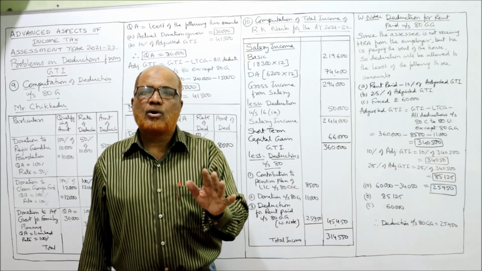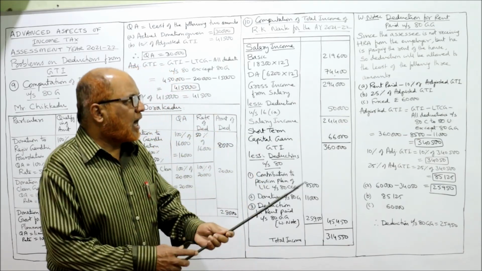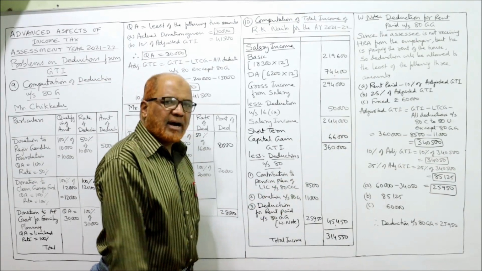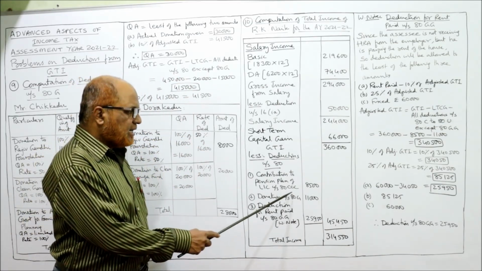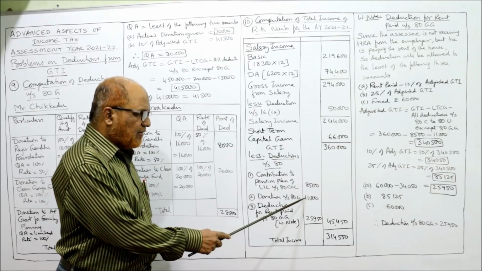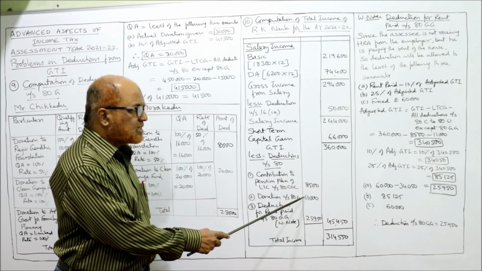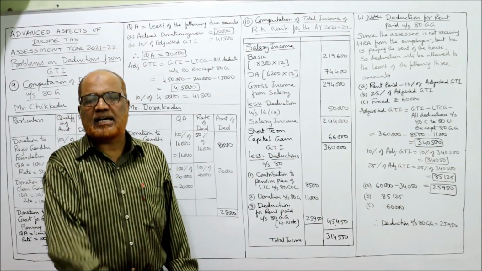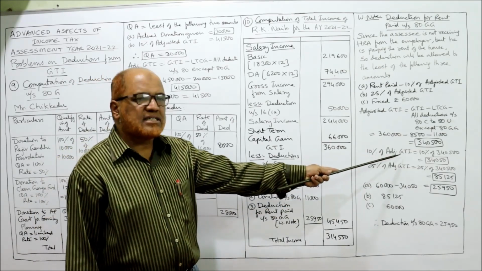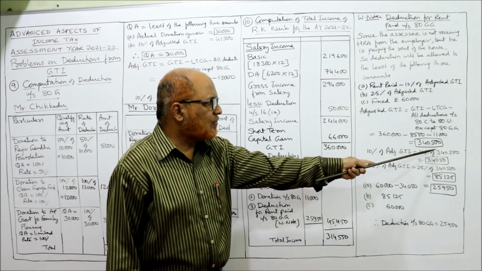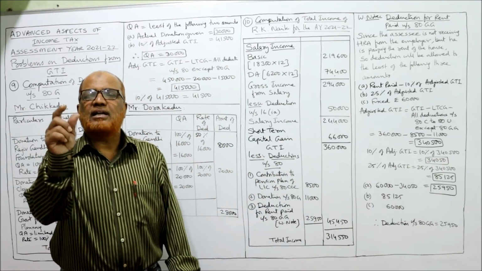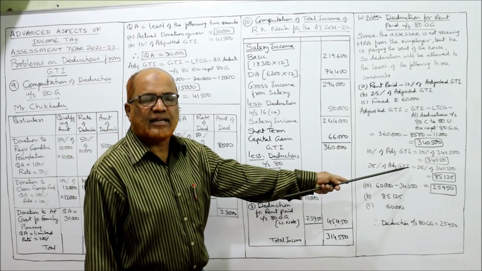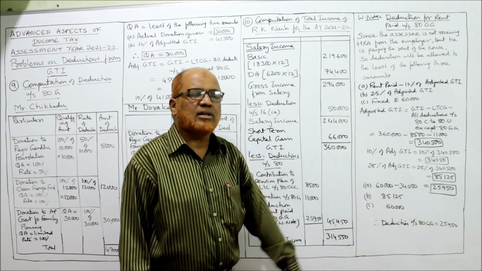Leaving this 80GG, what are the other deductions we'll deduct? In our problem, GTI, gross total income, is 3,60,000 minus, what are the other deductions? 80CCC 8,500, 80G 11,000. So deduct 8,500, deduct 11,000. So 3,40,500 is the adjusted GTI. 10% of 3,40,500 is 34,050. 25% of 3,40,500 is 85,125.